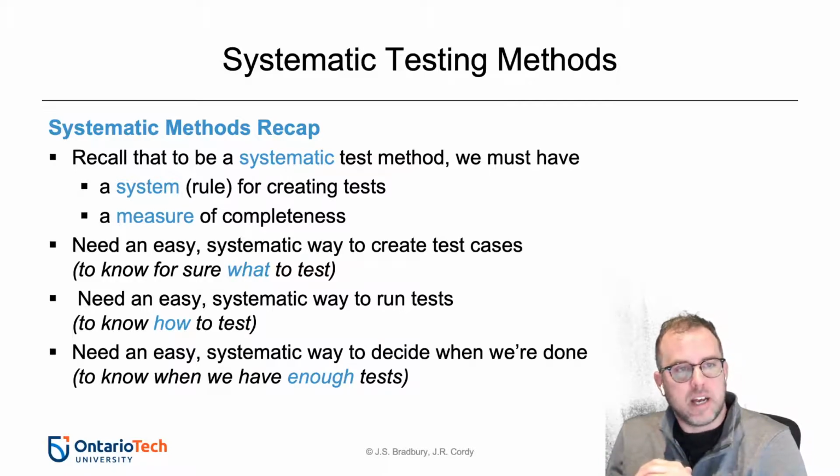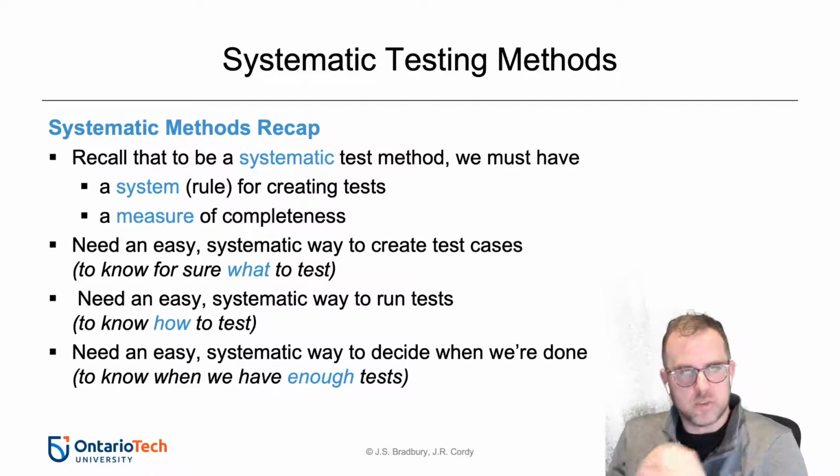Now, remember, what were our 3 rules of quality assurance? Know what you're doing, know what you should be doing, and know how to measure the difference, right? That was what we said. But when we're talking about testing, the 3 things you should be thinking about are to know for sure what to test, to know how to test, and to know when we have enough tests. So while we had those 3 quality rules, we also have 3 testing rules.